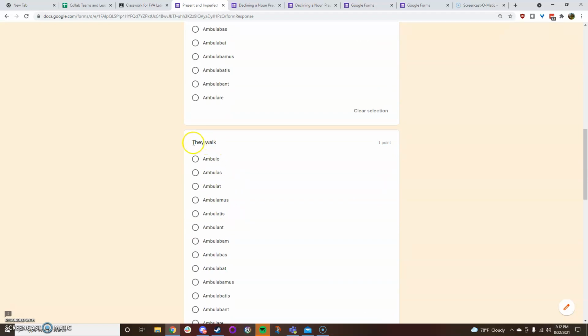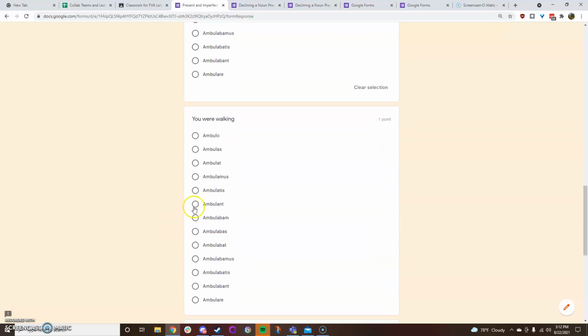They walk. Once again, present tense. We're looking up here. The subject is they. We know that ending is nt, ambulant. They walk.